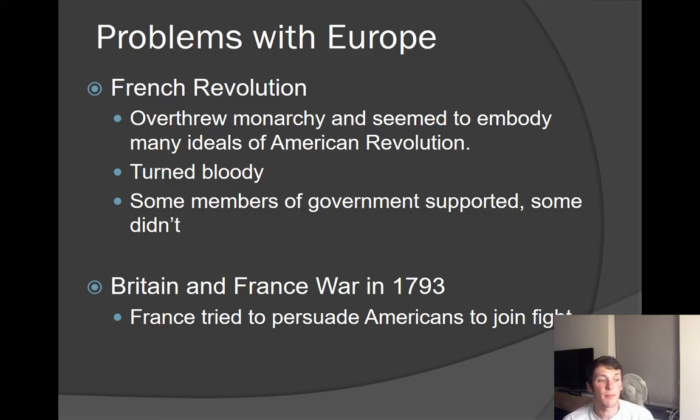So some members of the government are going to support France anyway, and some are not, right? They see it as anarchy, and it's not something they can actually support. To top that all off, Britain and France are going to go to war in 1793, and the French are going to say, hey, look, we scratched your back in the American Revolution, now it's time for you to scratch our back. We helped you, you help us.